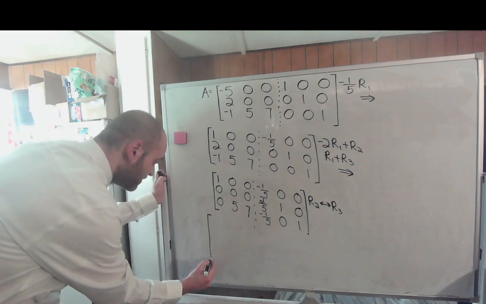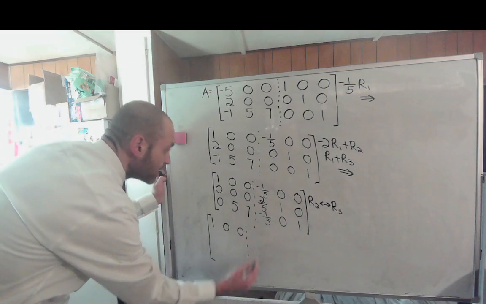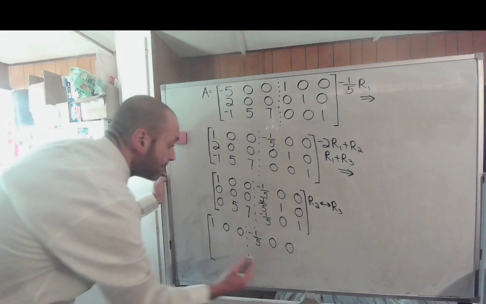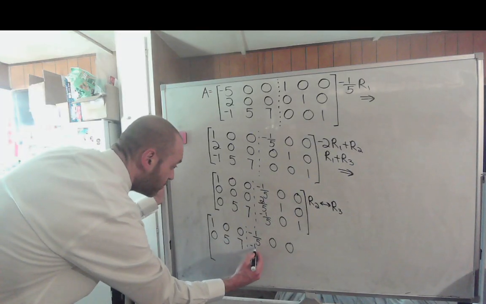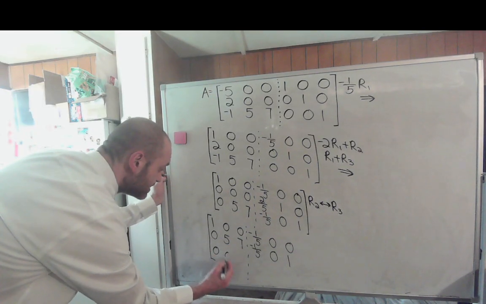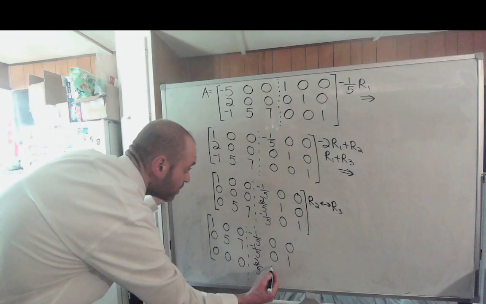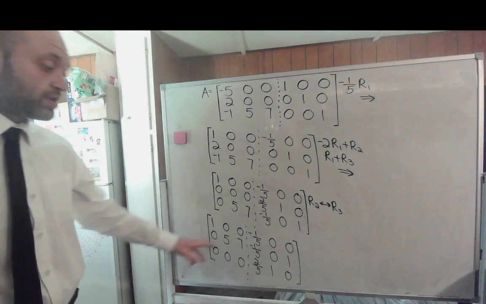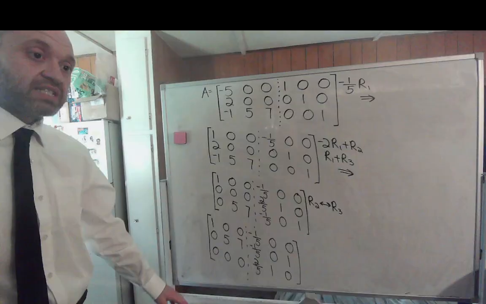which would end up giving me 1, 0, 0, negative 1/5, 0, 0, and then you'll end up having 0, 5, 7, negative 1/5, 0, 1, and then 0, 0, 0, 2/5, 1, 0. Because to get a matrix in reduced row echelon form, the other part of that is all 0 entries must be on the bottom row.